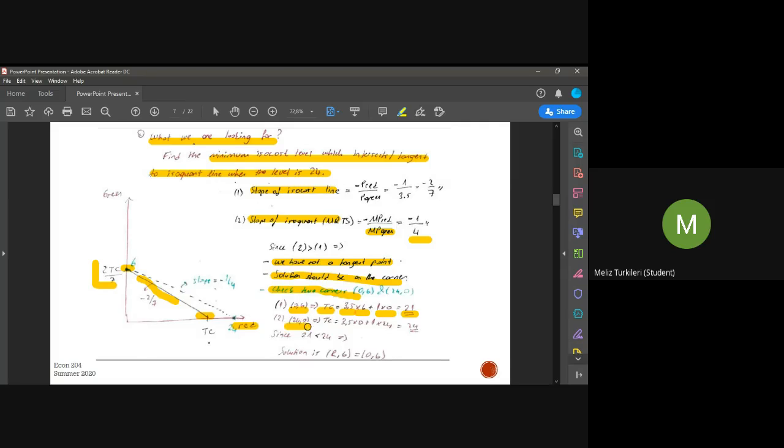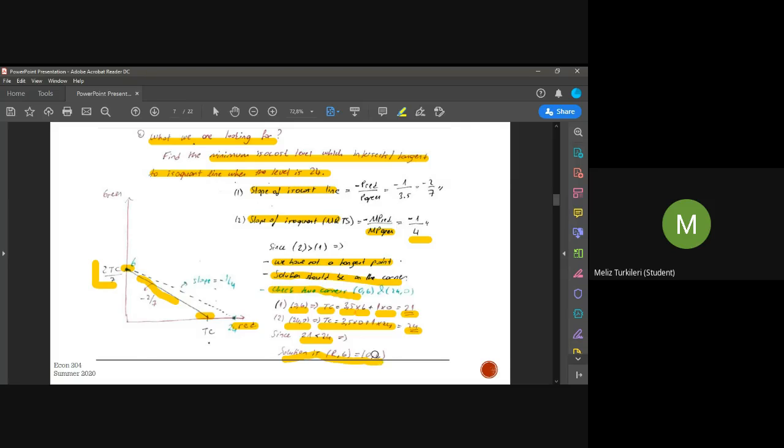What about the 24 and 0? If you also find out the total cost for this point, for this bundle, you can argue that it is equal to 24. Since the 21 is less than the 24, then we can argue that our solution is the bundle where red pill equals 0 and green pill equals 6.